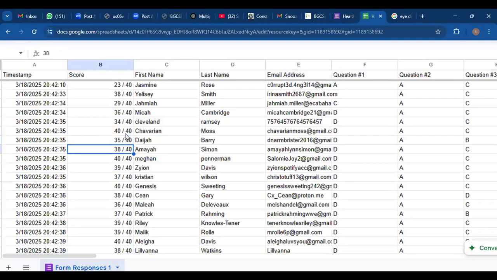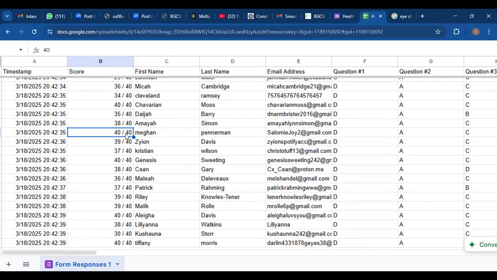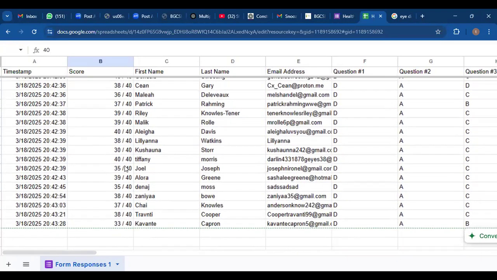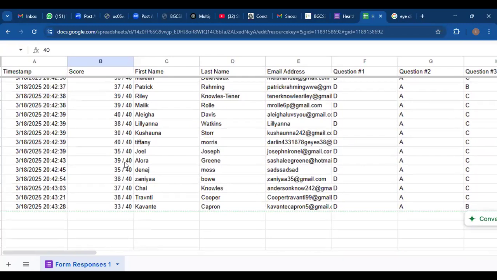Deja, Bahari, Amaya, Simon, very good. Megan, very good. Zion, Christian. Y'all did pretty well for the most part. Welcome to the club. Very good.